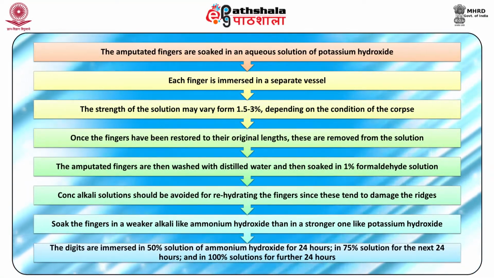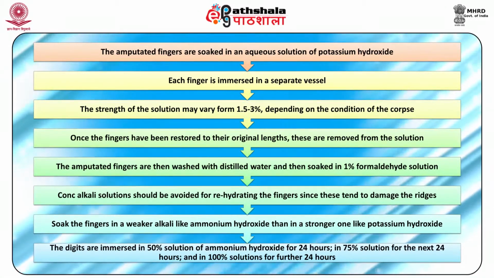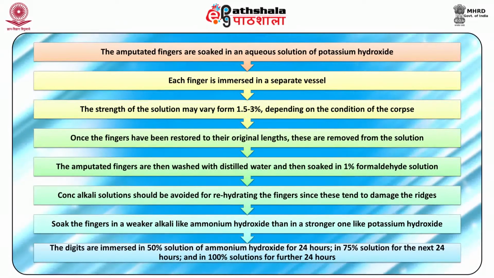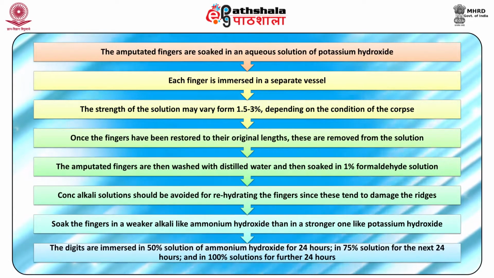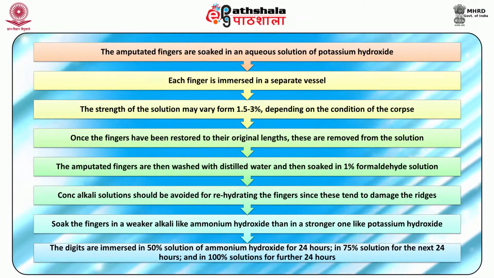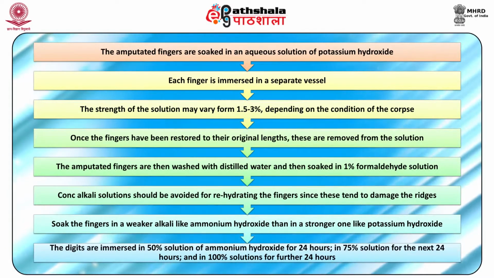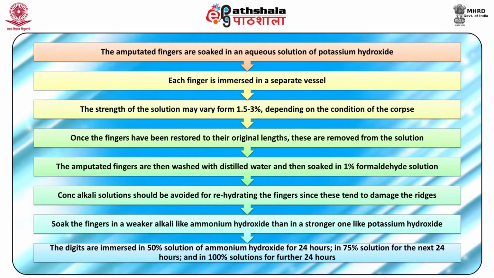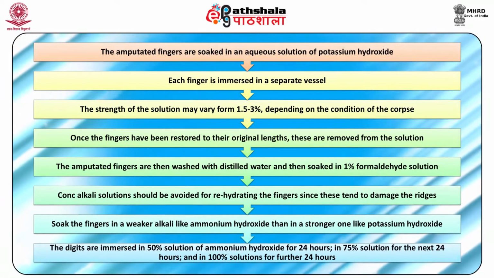like potassium hydroxide. The digits are immersed in a 50% solution of ammonium hydroxide for 24 hours, in 75% solution for the next 24 hours, and in 100% solutions for a further 24 hours. Using this method, it was possible to identify a man who had been killed 3 months earlier and whose body had been dumped in a rubbish heap.